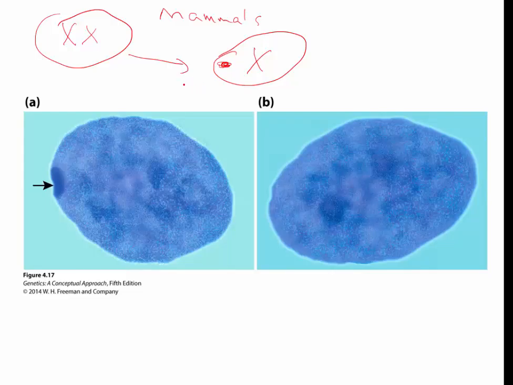So during development, one of these X chromosomes gets inactivated, and we call that X inactivation. And what happens is the chromosome actually gets smushed down into a very tight little ball so that none of the genes can be expressed. This thing is called a bar body. It's also called the inactive X chromosome.